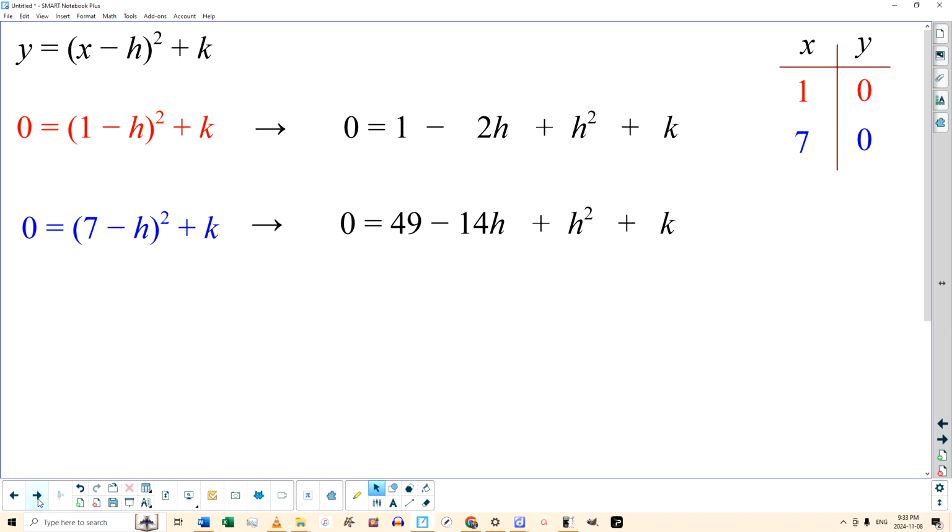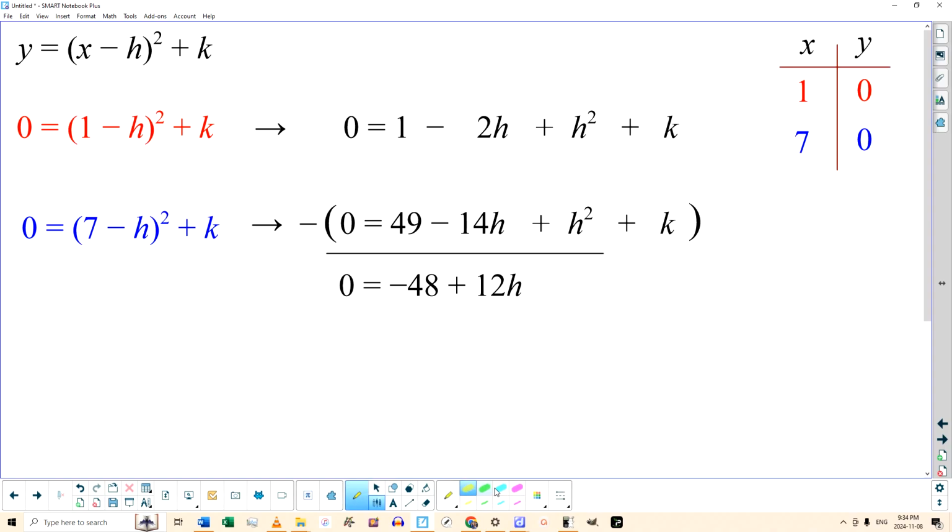Now, a beautiful thing about this system of equations is that the top equation has an h squared plus k, and the bottom equation has an h squared plus k. So I can eliminate those. This is called the method of elimination, by subtracting the equations. I'm going to take the top equation and subtract the bottom equation. So what do I get? Well, 1, I'll just highlight these temporarily for us, 1 minus the 49 gives you the negative 48.